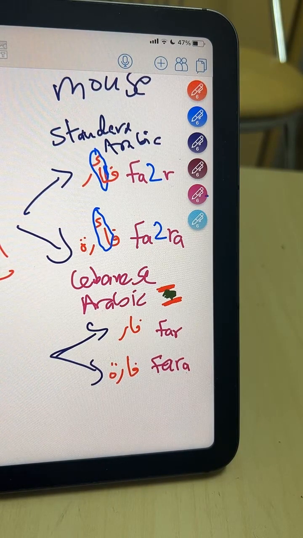I'm gonna try to find an example right now. Yeah, like kalb. Kalb means dog, masculine. If it's a female dog, we will say kelbe. We put the e at the end.